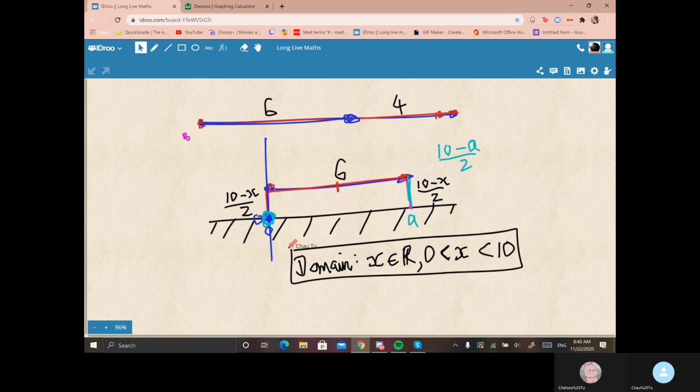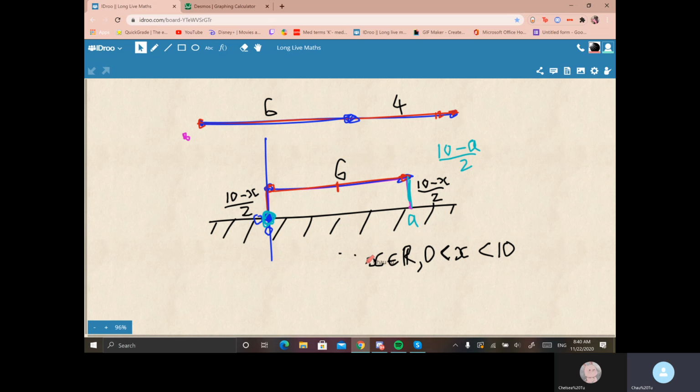Okay. But the thing is, what you really want, Chelsea, is if I give you an A or an X, I don't care, A or X, you have to be able to tell me the area. So what's the area?